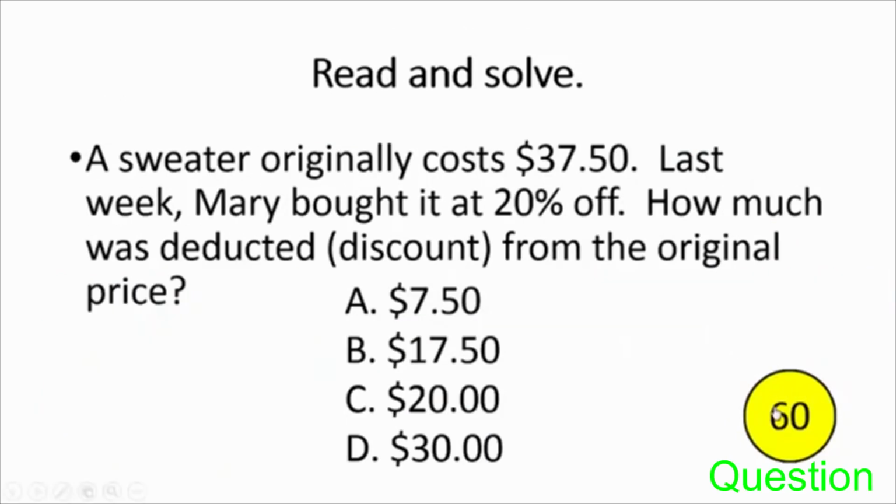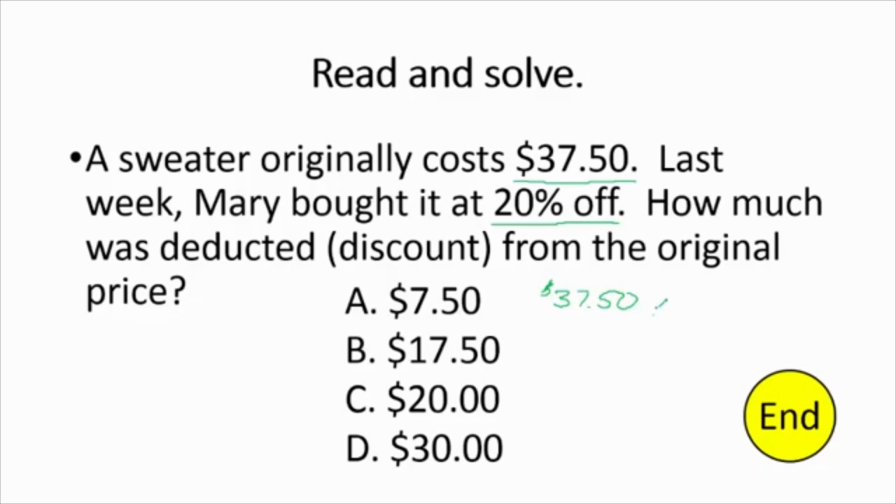Next question, 60 seconds. Alright, a sweater originally costs $37.50. Last week, Mary bought it at 20% off. So this is what we call a percent discount. How much was deducted, or how much was the discount? How many dollars did we take off the original price? You've basically got to take the original price, $37.50, and find 20% of that.